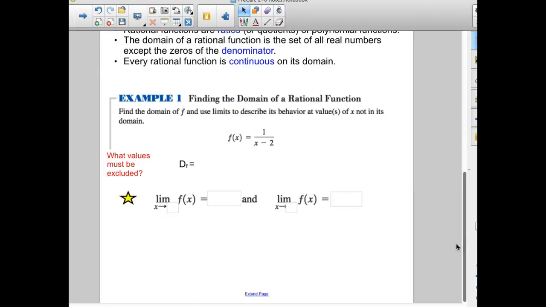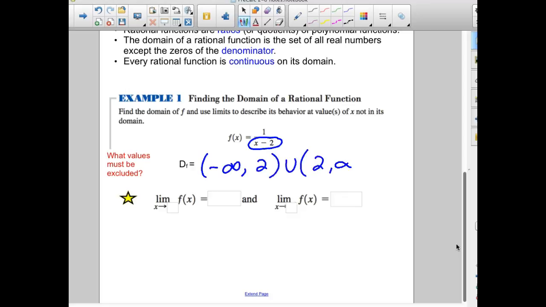It says find the domain of f and use limits to describe its behavior at values of x that are not in its domain. So this is one of our pretty basic rational functions. We just have 1 over x minus 2. But we have a denominator here that can't be 0. What would make it 0? So we don't want to have 2. So our domain for this function would be everything except 2. So if we write that in interval notation, we basically are just jumping over that 2.